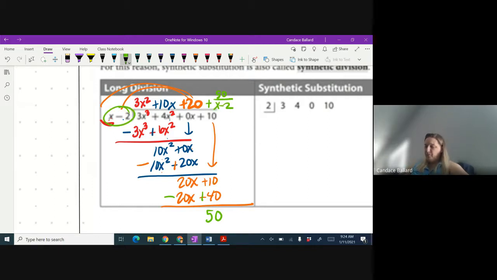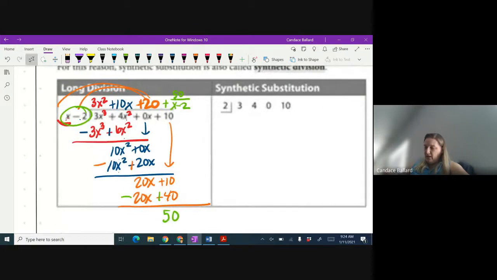Okay, so we're going to try synthetic substitution now. I want you to notice that the coefficients here are the same numbers that are here. And I also want you to see the difference though.